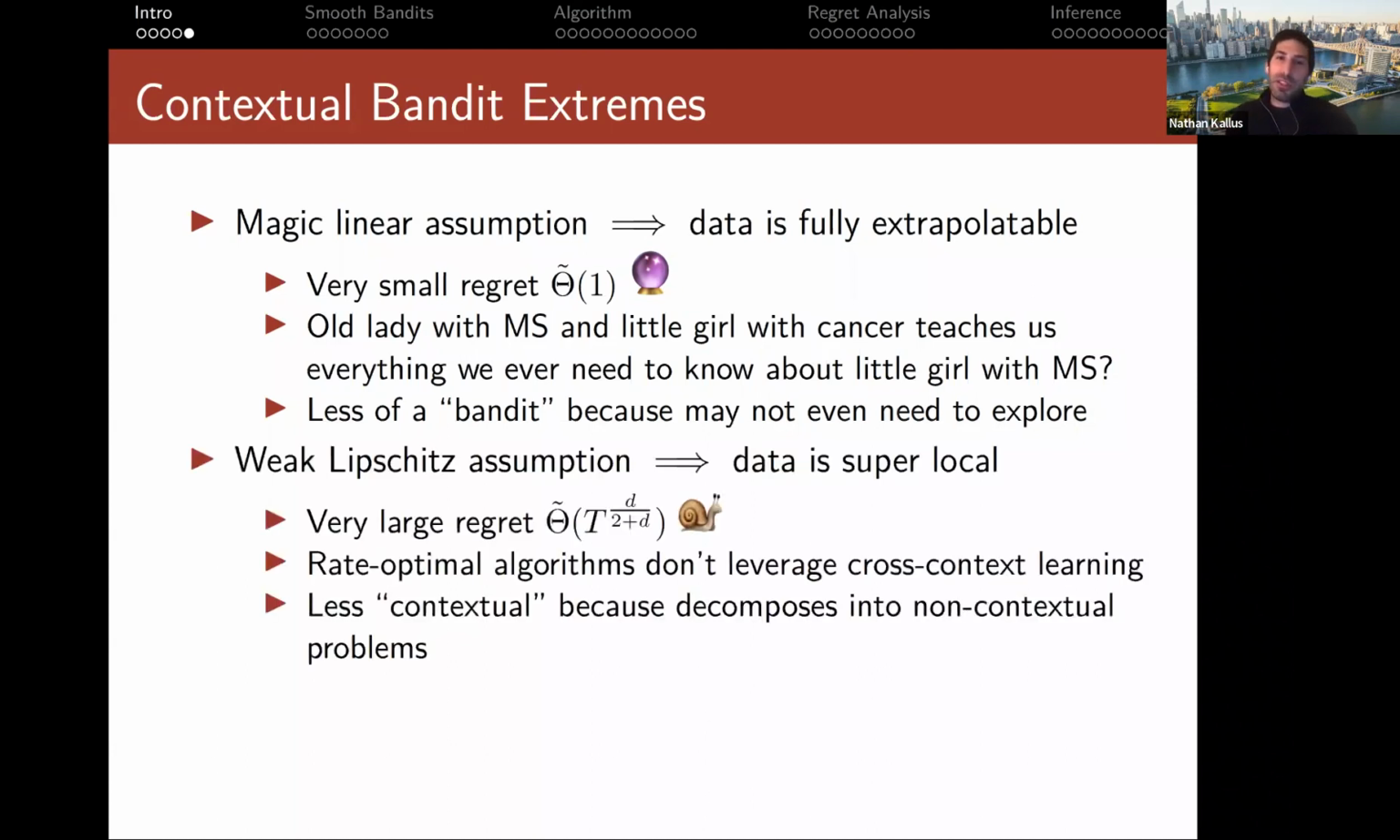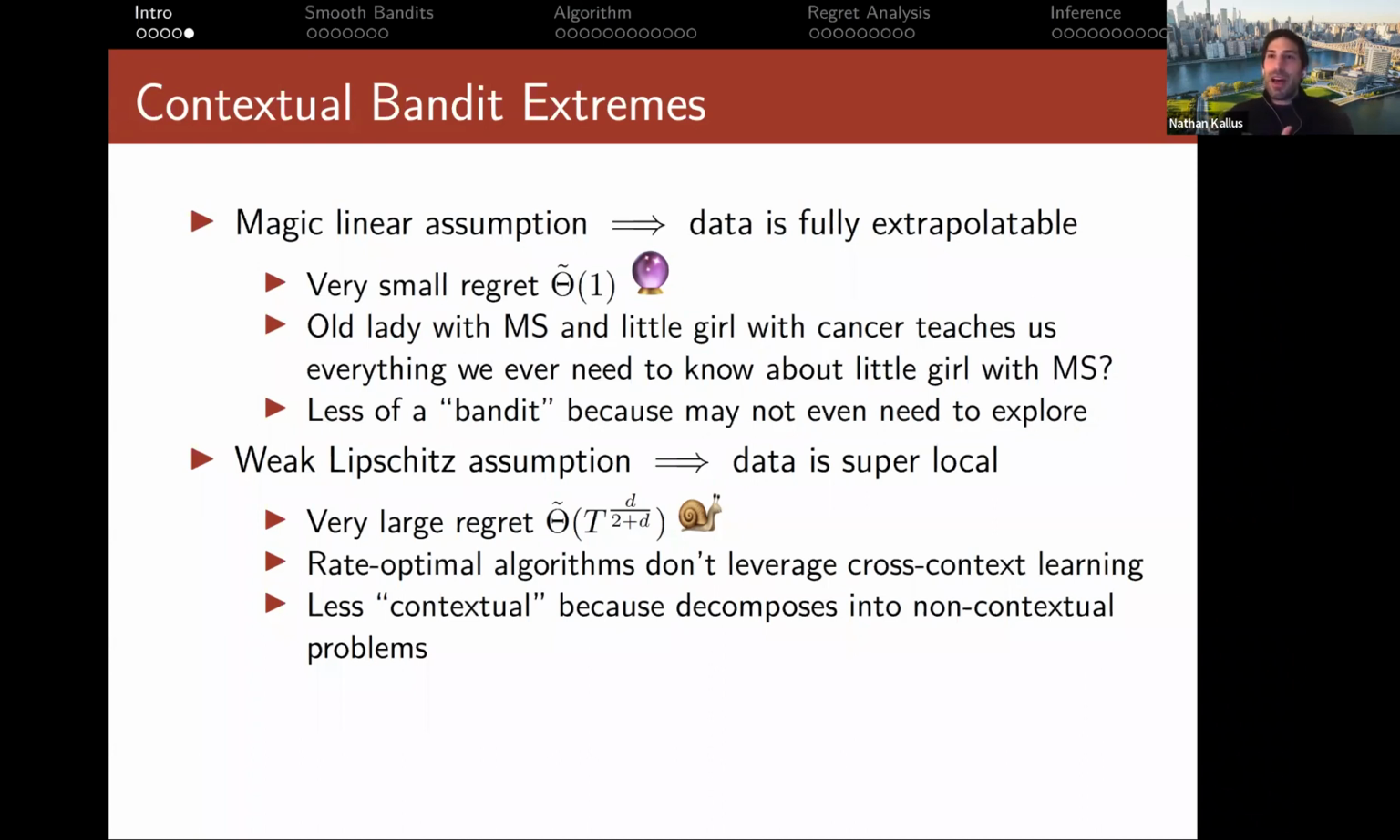On the other hand, we've seen that people have been looking at these very, very weak assumptions, assume almost nothing, like the functions are just Lipschitz, the data is correspondingly super local, no opportunity to extrapolate, and we'll get very large regrets. And the optimal algorithms don't really leverage contextual learning here because it just decomposes into non-contextual problems.